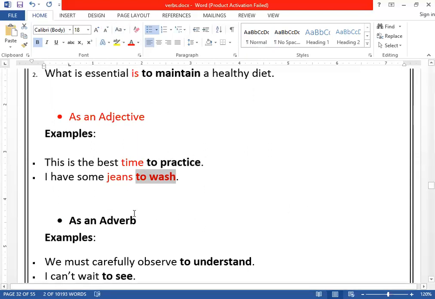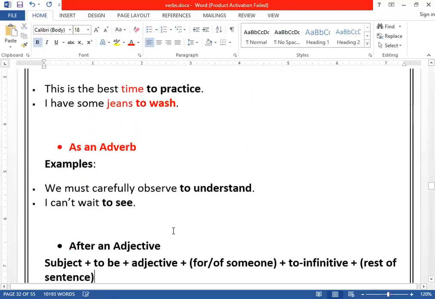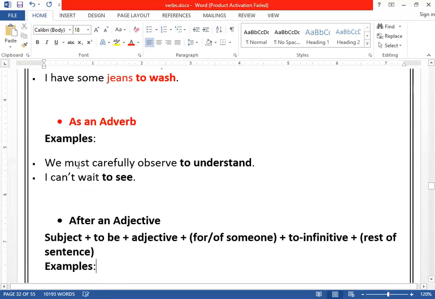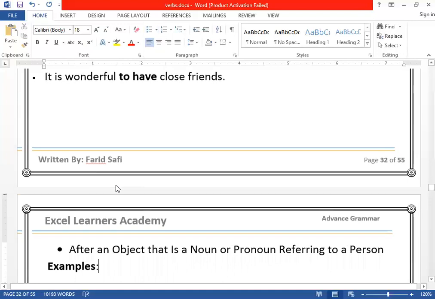Clear? Next one: an infinitive can be used as what? An adverb. Clear? For example, we must carefully observe. Observe is a verb. We must carefully observe to understand. It modifies what? Observe. Observe why? To understand. Or for example, I can't wait. What can't you wait for? I can't wait to see. So "to see" is an infinitive and it functions as an adverb. Is that clear?